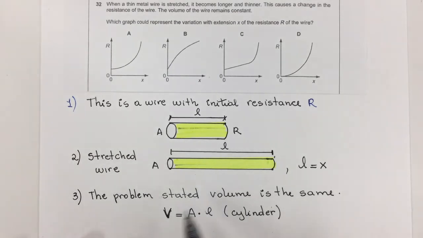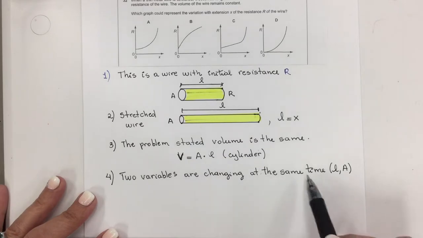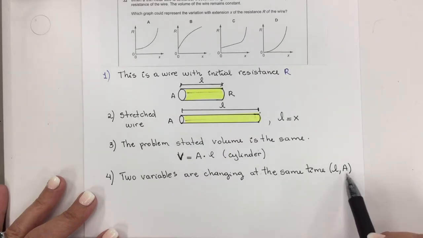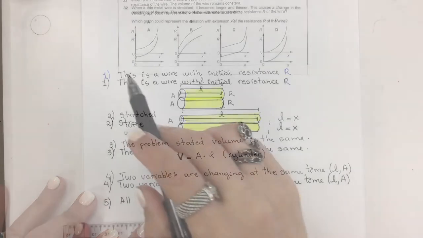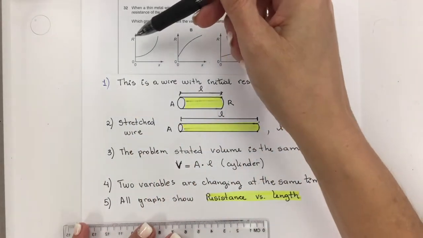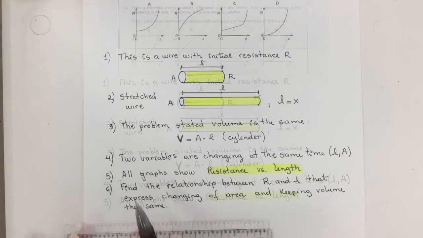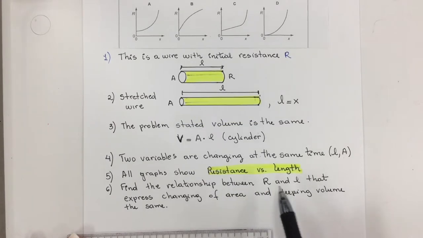So the volume of a cylindrical shape is the cross-sectional area times the height, in this case, the length. Two variables are changing at the same time, the length and the cross-sectional area. All graphs for this question show resistance versus length. So find the relationship between resistance and length that expresses the changing of area while keeping volume the same.